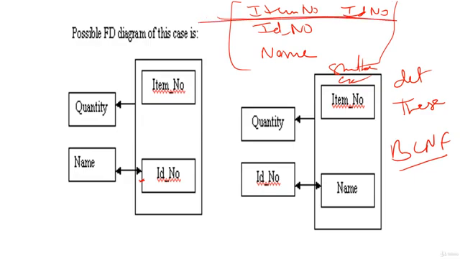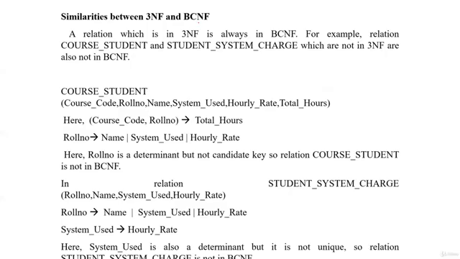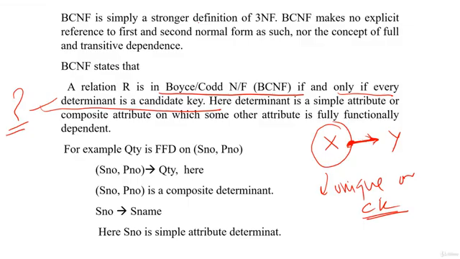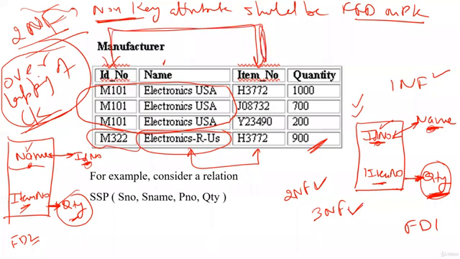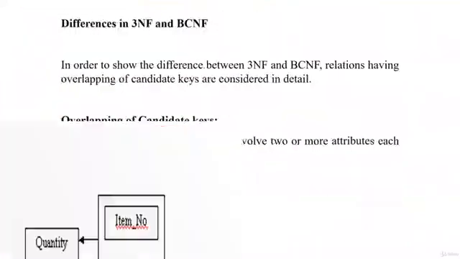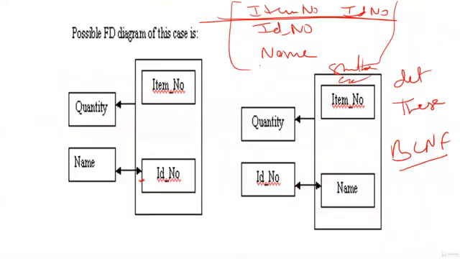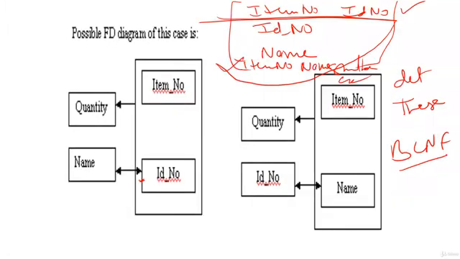Let's check first for this combination, ID number and item number. Is this combination unique? Yes, we know that this is part of the primary key. We have one more combination which we missed, so we actually have 4. The 4th one is item number and name. Out of these, we know that the first is unique and this one is also unique, because these are the possible primary keys, or candidate keys.